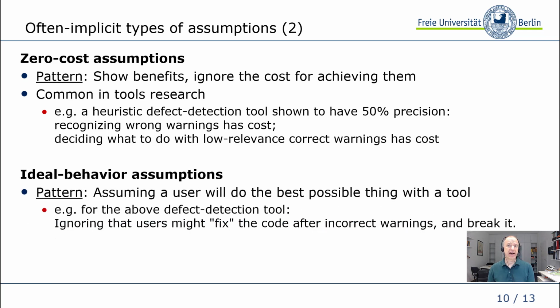Category 4 is ideal behavior assumptions. The pattern here is that also very often in tools-related research, the study assumes that the users will do exactly the right thing, the thing that the tool builders intend. But in fact, for instance, for this defect detection tool mentioned above, it may occur that somebody does not recognize a false warning as false and fixes the code, thus breaking the code. And obviously, ignoring these kinds of effects makes us misjudge the benefits of the tool mightily.